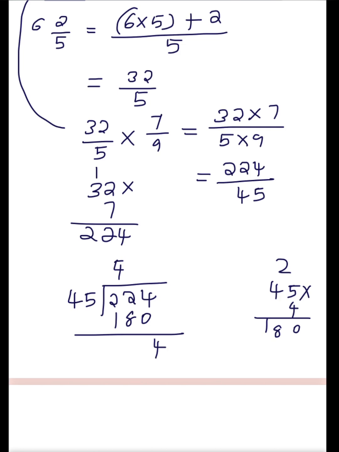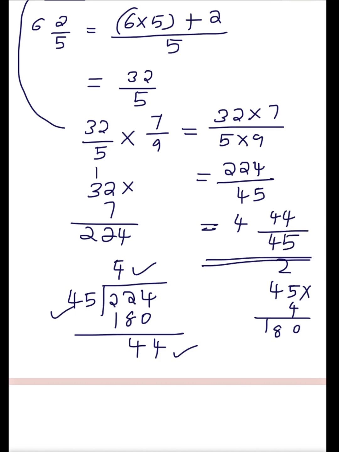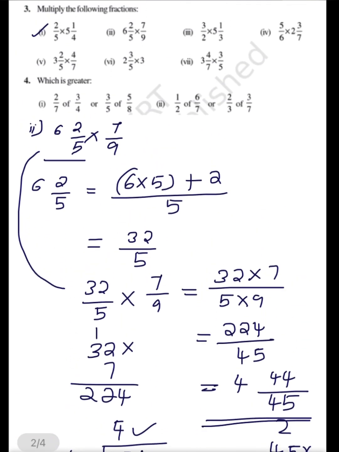Then you will get here 4, 44 as the remainder. So this 224 by 45 can be written as, first write this quotient 4, now remainder 44 divided by this divisor 45. That is 4 44 by 45. 4 44 by 45 is the answer for this question. So that's all about the second question.